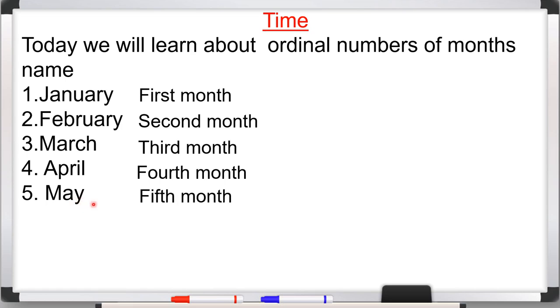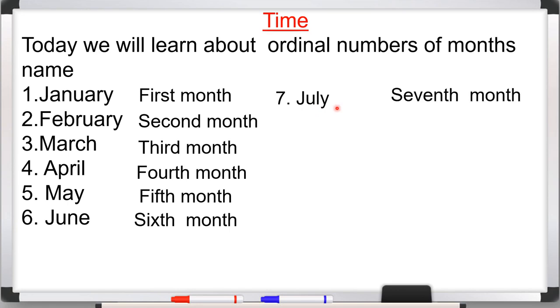Now the next is fifth month, May. May is the fifth month. And what is the spelling of fifth? Fifth month. Okay. Now the next one is June. And June is the sixth month of a year. Sixth month.